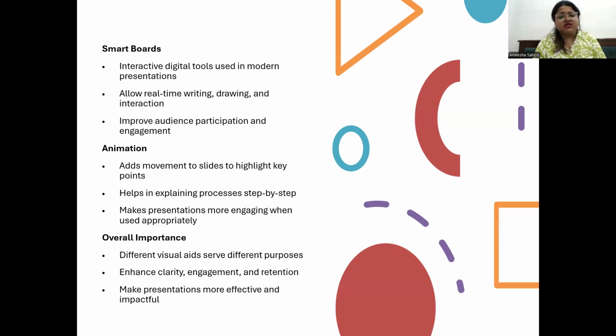Next is animation. It adds movement to slides to highlight key points, helps in explaining processes step by step, and makes presentations more engaging when used appropriately. So, different visual aids serve different purposes. They enhance clarity, engagement, and retention. Also, they make the presentation more effective and impactful.